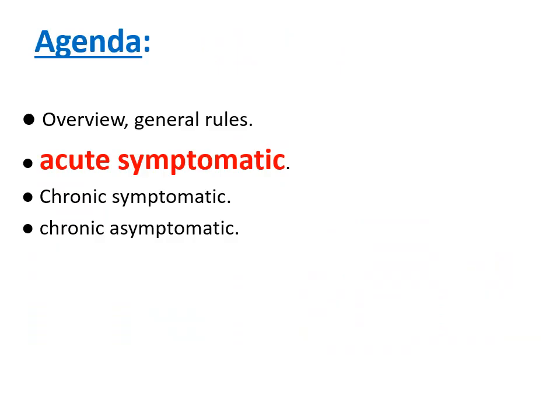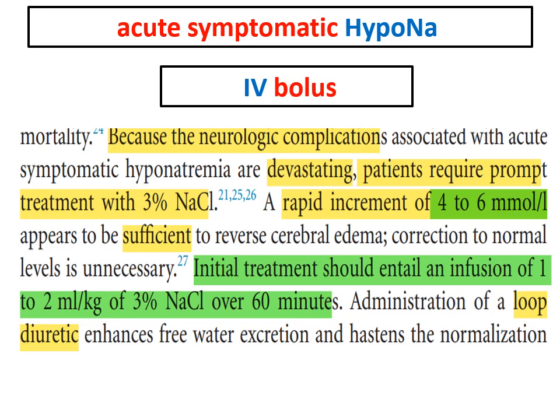Now we'll talk about treatment of acute symptomatic hyponatremia. Patients with acute symptomatic hyponatremia are at increased risk of neurological complications, and they need immediate treatment with hypertonic saline or 3% sodium chloride. We start treatment immediately because it is acute and symptoms are present. We usually start by IV bolus.